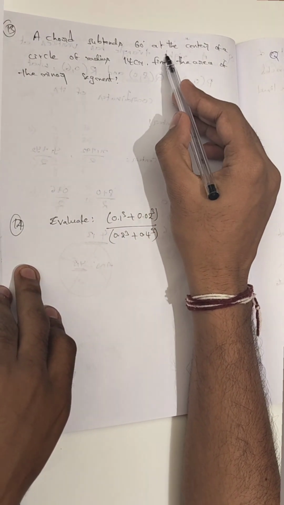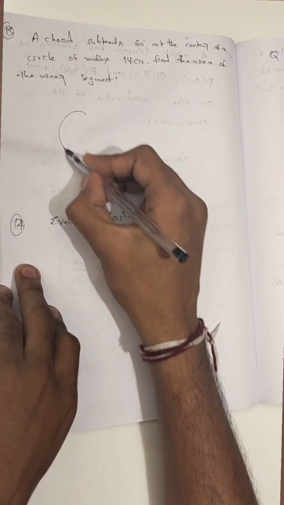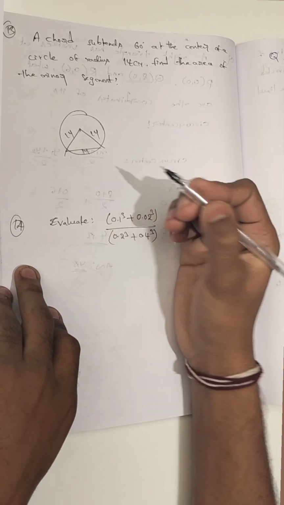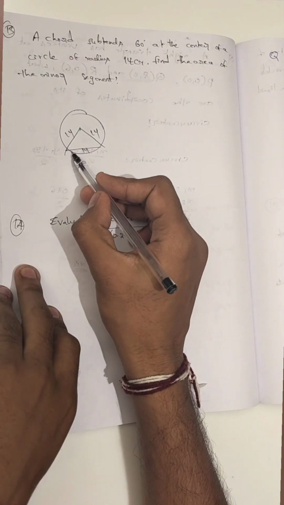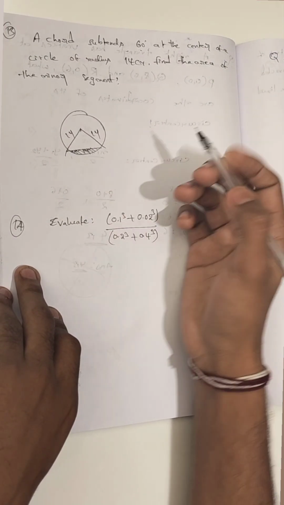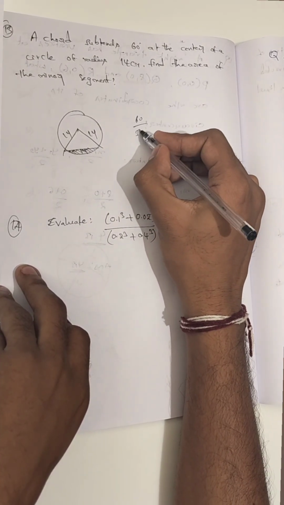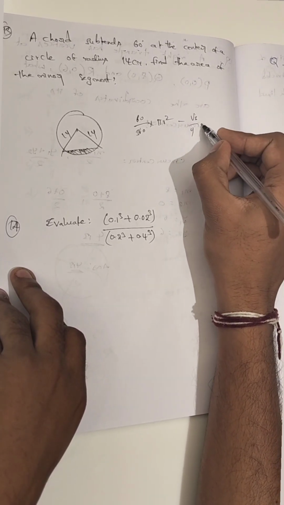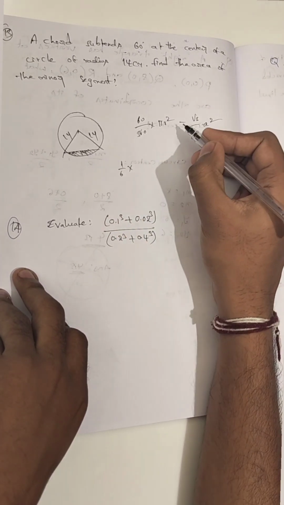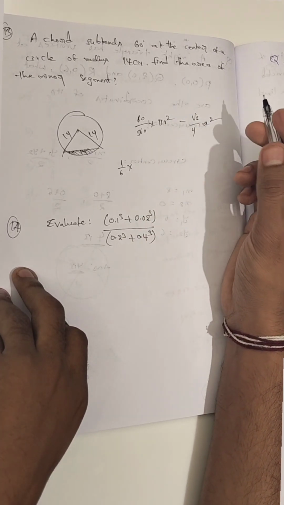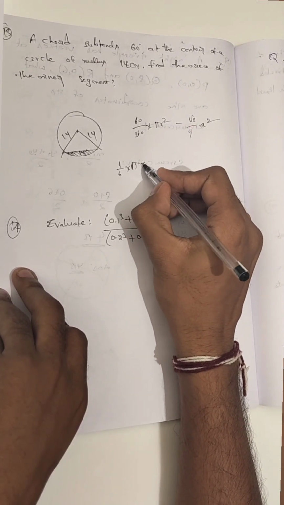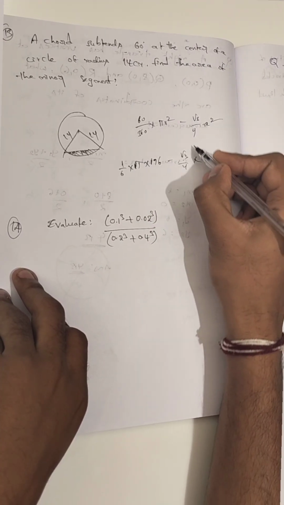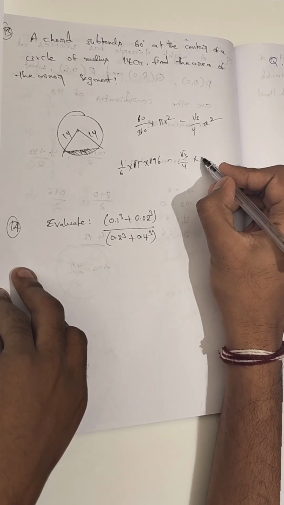A chord subtends 60 degrees at the center of the circle of radius 14 centimeters. Like this. It is also 14. Find the area of the minor segment. I am going to find out the area for the segment. 60 by 360 into pi r square minus the area of the equilateral triangle, root 3 by 4 a square. 1 by 6 into pi into r square, it is 196, minus root 3 by 4 into a square, 196.